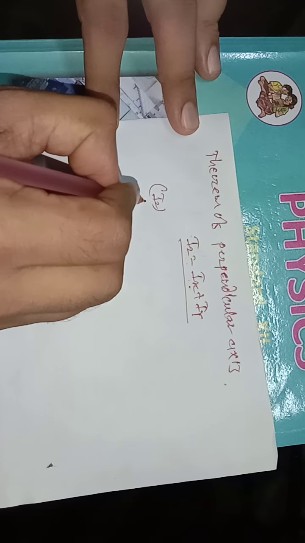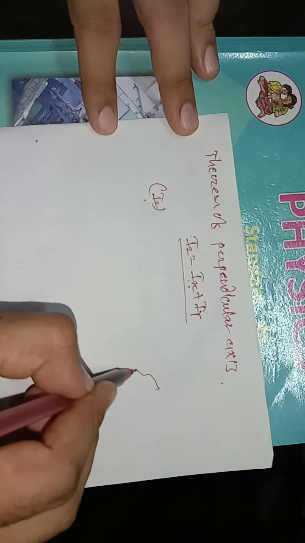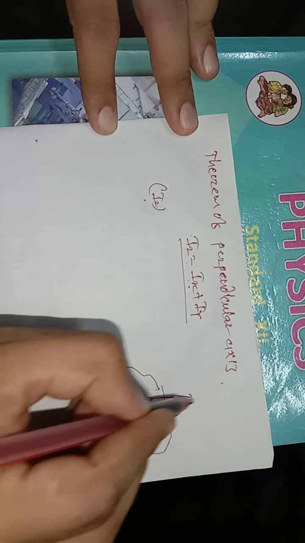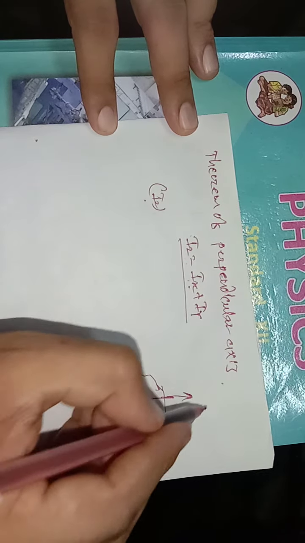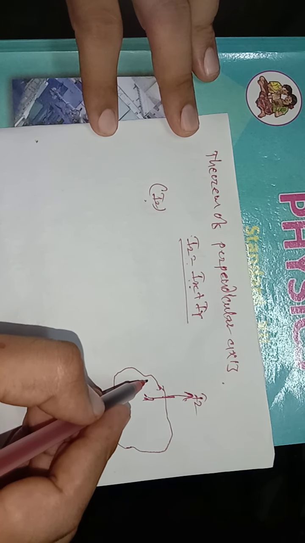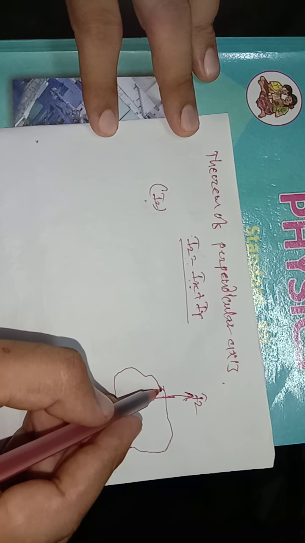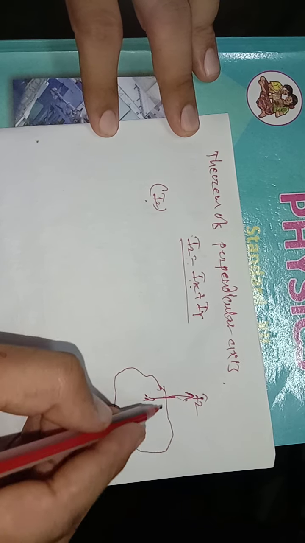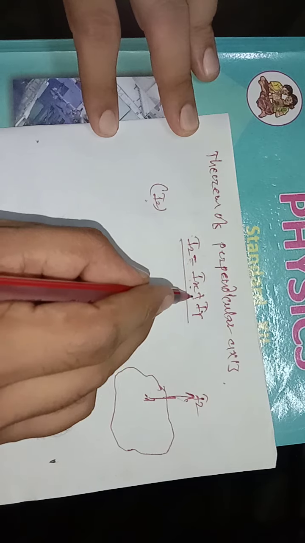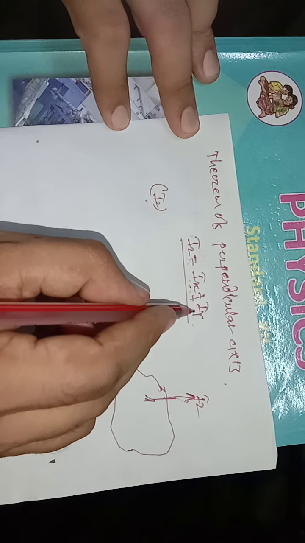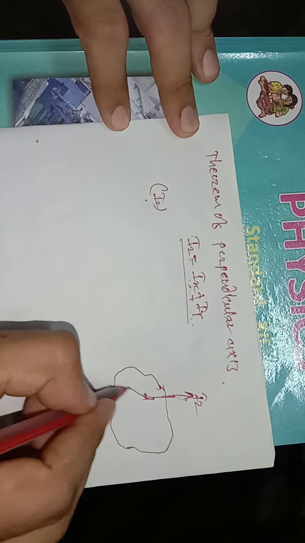The moment of inertia, that means Iz, the moment of inertia of a laminar object. Suppose this is the object, and this is the Iz axis, which is perpendicular to the plane of that laminar body. What is the statement? The moment of inertia of a laminar object about an axis perpendicular to its plane is the sum of its moments of inertia about two mutually perpendicular axes.